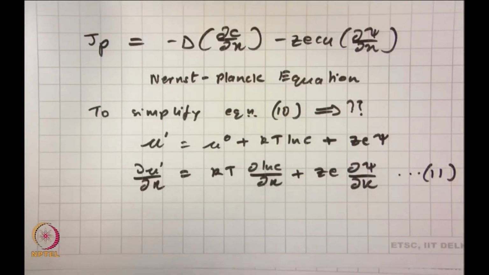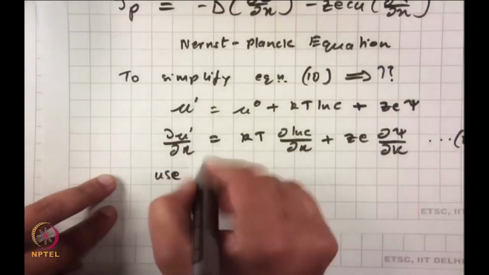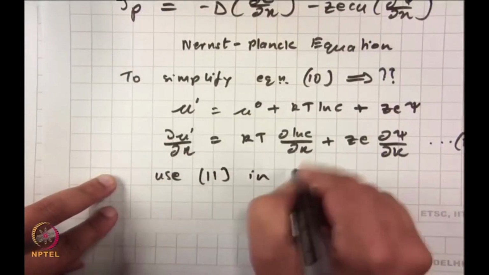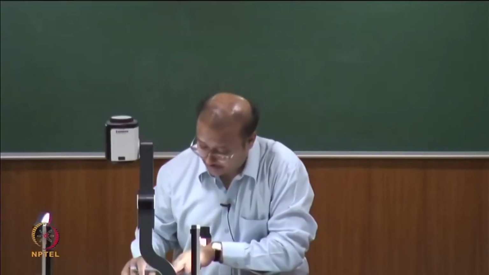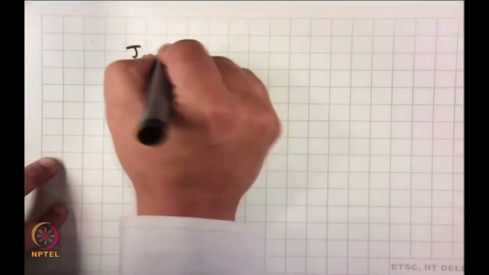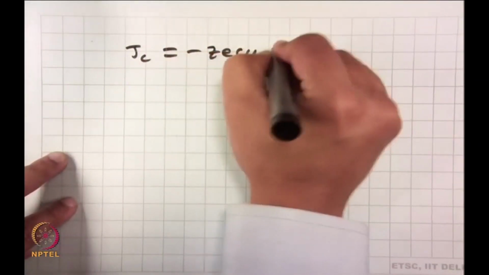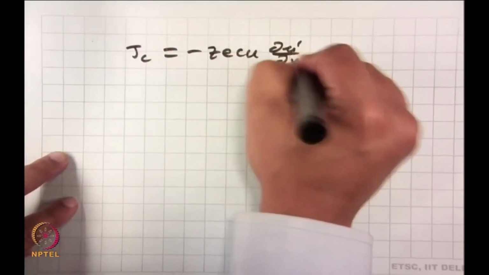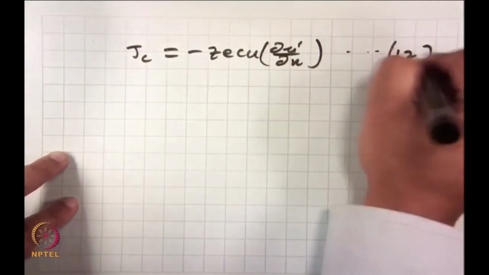Okay. So, we take this and we use 11 in 10. Using 11 in 10, you will see that it simplifies to a very simple equation. That means I can write J C is equal to minus Z E C U del mu prime over del x, and this would be equation number 12.